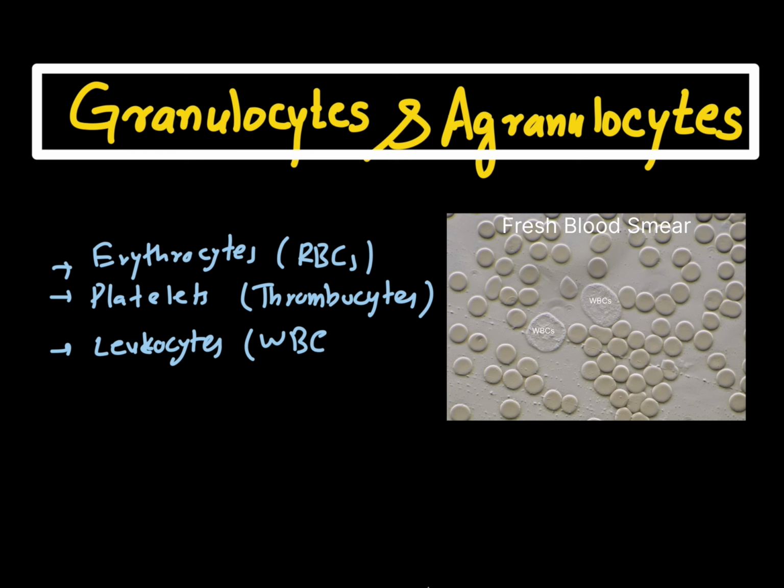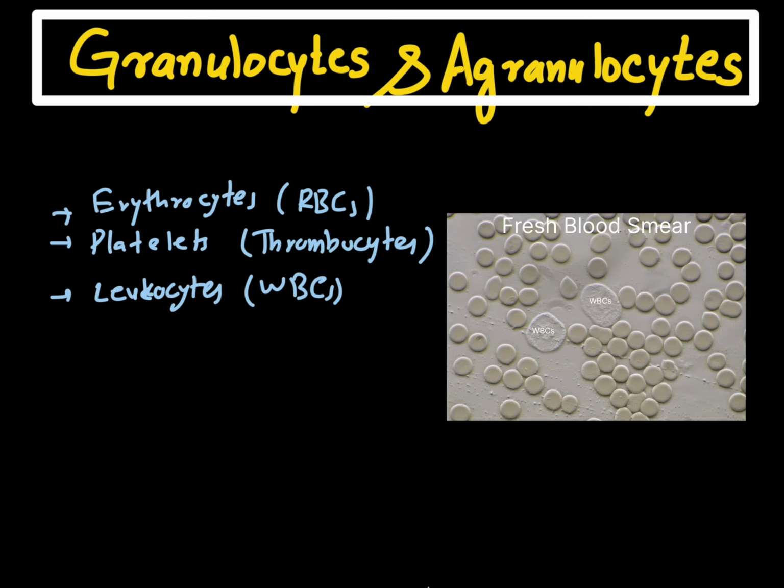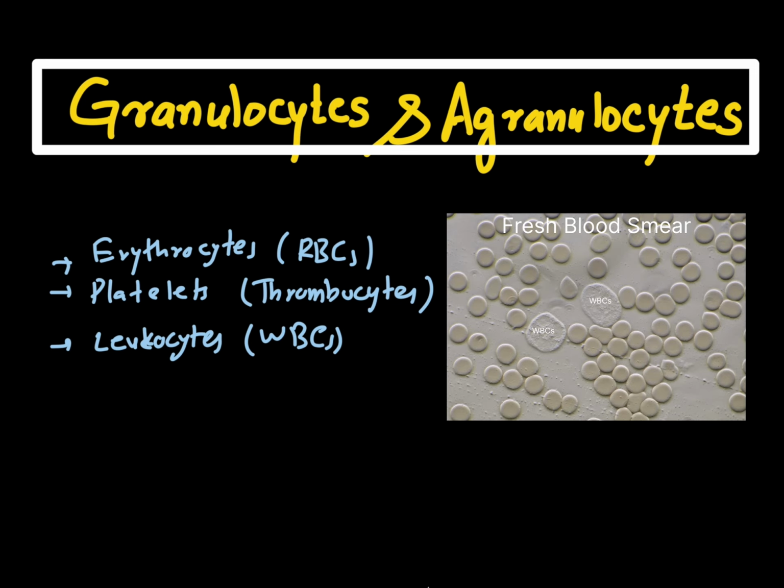Leukocytes, white blood cells. Red blood cells, as we know, are responsible for transporting oxygen. Platelets help in blood clotting and prevent excessive bleeding, right? And white blood cells, they are involved in defending our body against infections. Now, white blood cells or leukocytes. White blood cells, as the name suggests, are the cells that are white. Leukocyte literally means leuko means white and cyte means cells. So leukocyte literally means white cells.